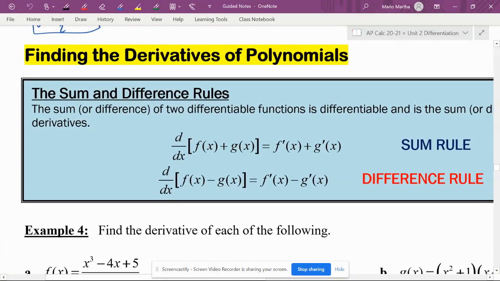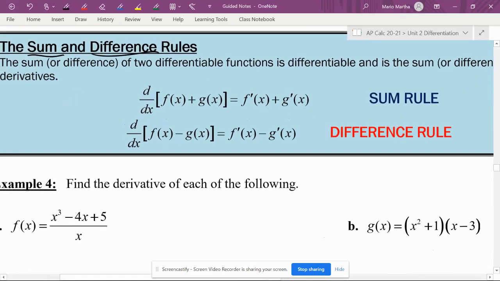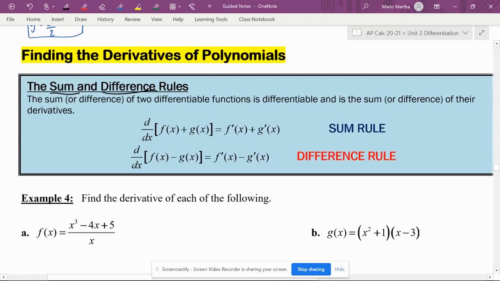Now we're going to be looking at two more different rules. So the sum and difference rule, and it's pretty much the same thing as we talked about before in limits. You can split up the limits. If you have an x squared plus an x, you can always say the limit of x squared plus the limit of x. It's kind of the same thing with the derivatives. The definition of a derivative comes from a limit, so that's pretty much why these rules look kind of the same too. So you just got to be careful, because some of them do two different things though.